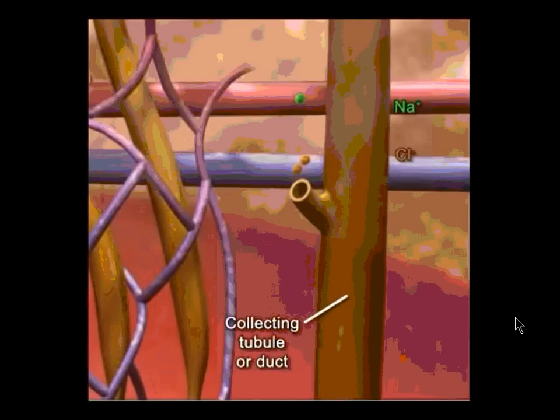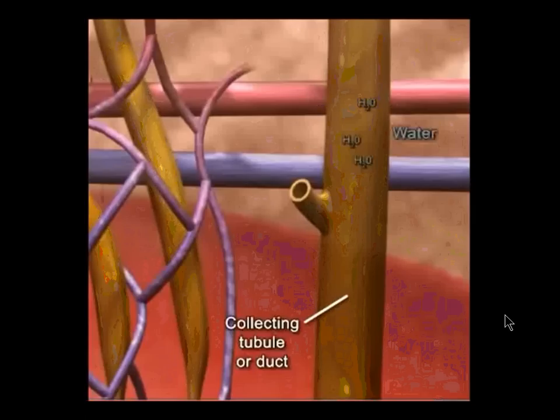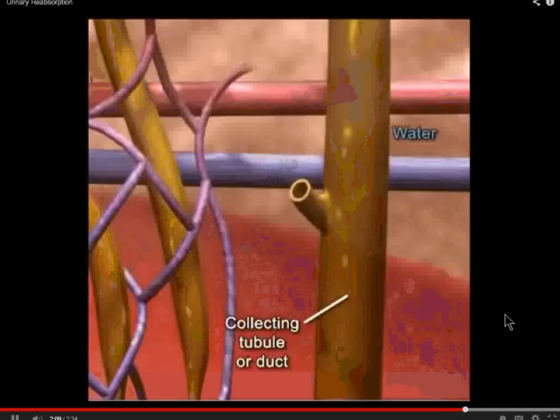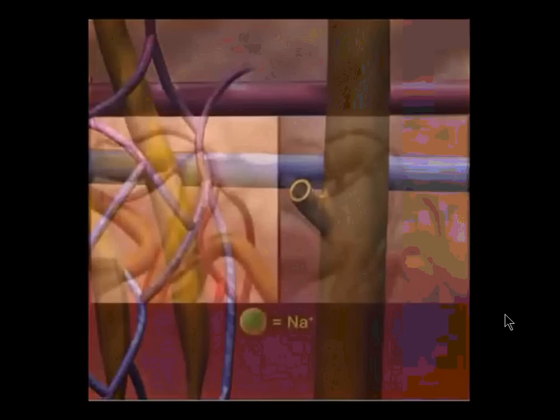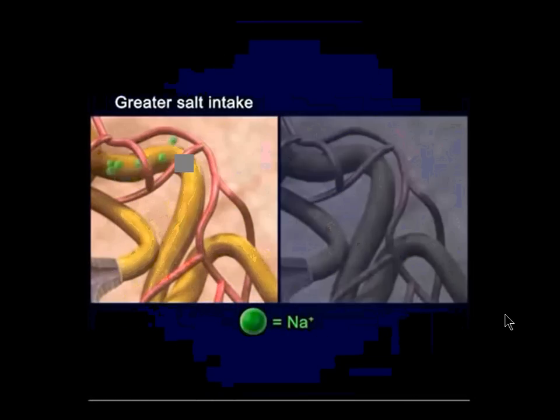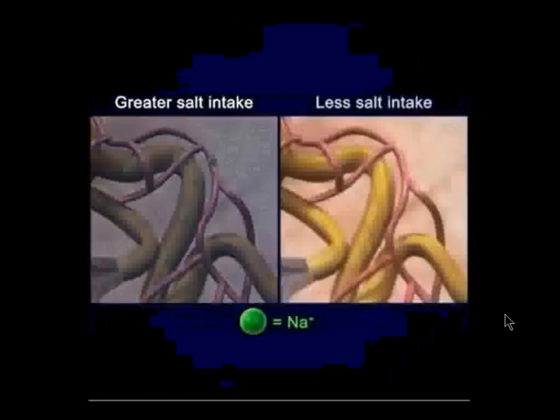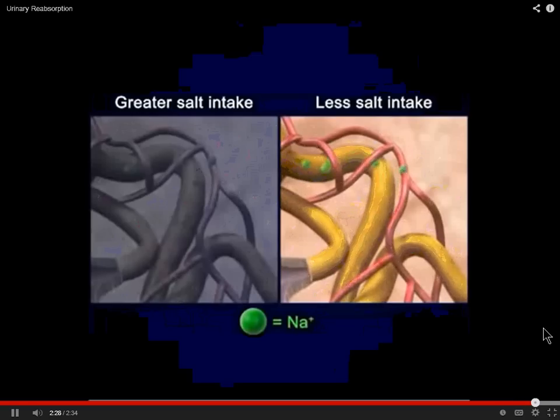Absorption occurs through active or passive transport. Sodium ions and other ions are only partially reabsorbed from renal tubules. As an example, sodium ions are actively transported back into the blood from the tubules. The amount of sodium reabsorbed varies depending on salt intake. The greater the salt intake, the less the amount of sodium reabsorption. The less the salt intake, the greater the amount of sodium reabsorption, and the less sodium secreted in the urine.